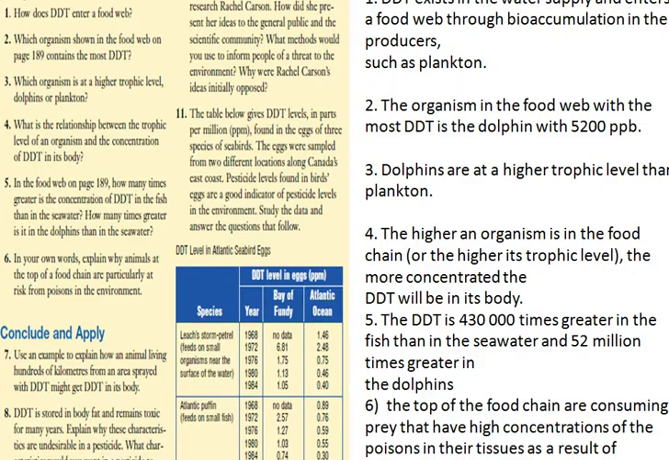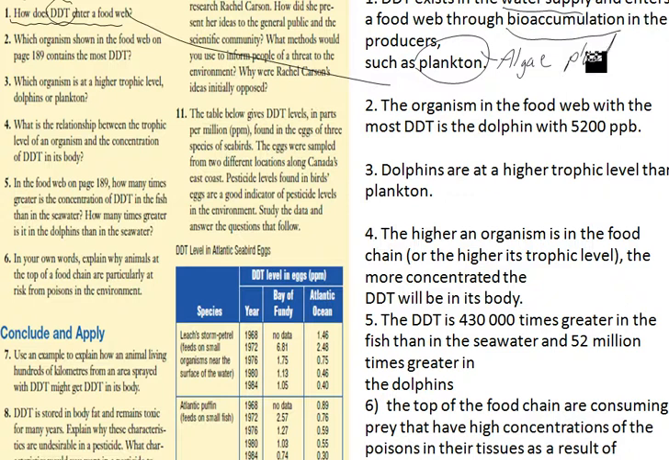Next you had to do questions on page 189, 191. And so let's go over them. First question over here, how does DDT enter the food web? DDT exists in water supplies and it enters through bioaccumulation in producers such as plankton or algae. So the producers are our direct link to the water supply, and usually it's sprayed and then from the water supply it gets to the plants.